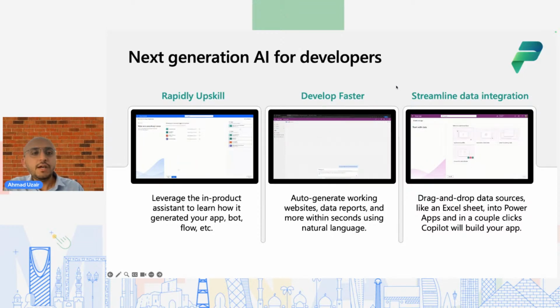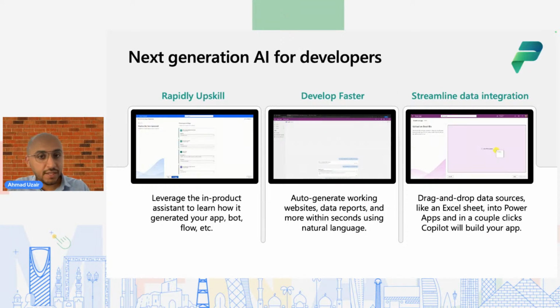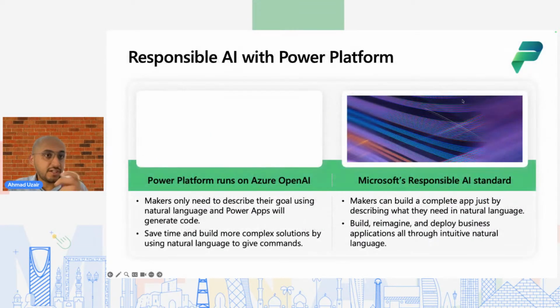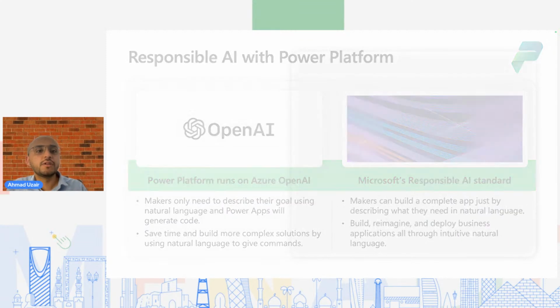So now, of course, AI gives you great power, and with great power comes great responsibility as well. So we have responsible AI with Power Platform. Power Platform runs on Azure OpenAI, and Microsoft has a big responsible AI standard. You can describe your goal using natural language and Power Apps will generate the code for you, but it will also make sure that it follows best practices and does not use any personal information, right? So it's all about trust.